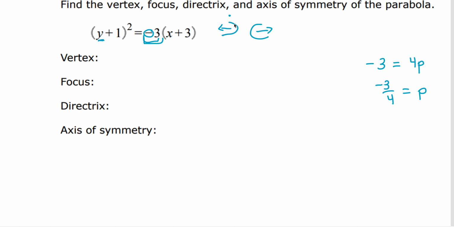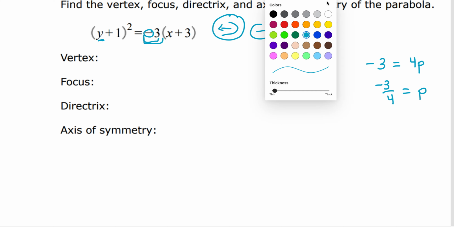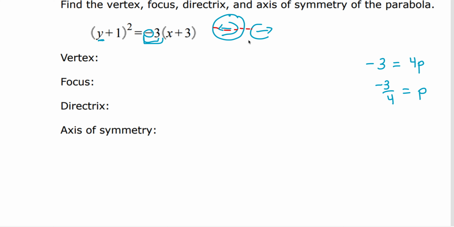So now that we have this type of formula, we know that the axis of symmetry will be a horizontal line, which means it's gonna be a y, and that directrix is gonna be a vertical line, so it's gonna be an x, okay?